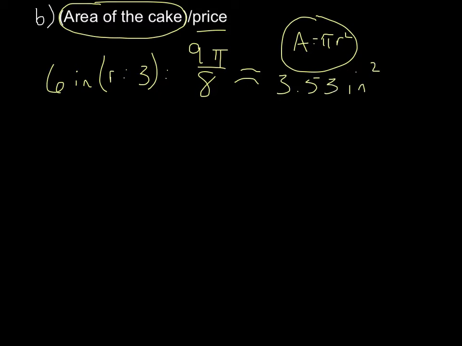per square inch. 3.53 per square inch. I'm sorry, that's wrong. You get 3.53 square inches per dollar. That's what I needed to say.